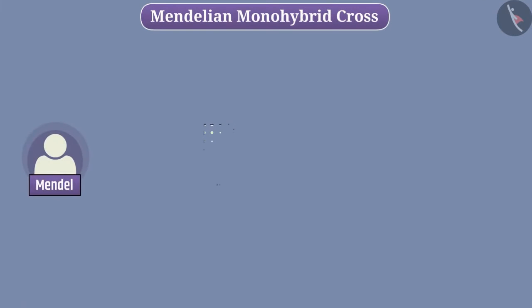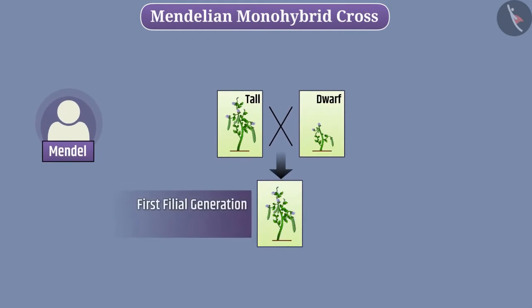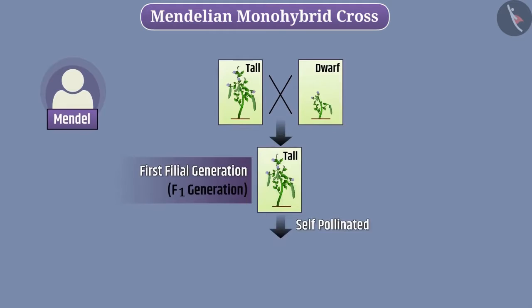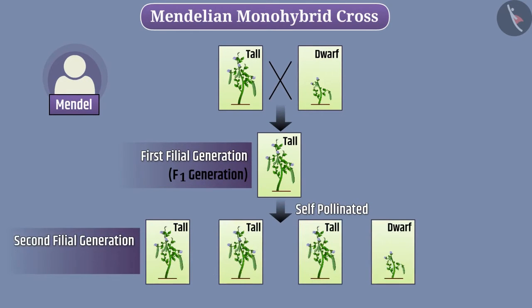Mendel hybridized a tall plant with a dwarf plant and produced the F1 generation. In the F1 generation, all the plants are tall. Then Mendel self-pollinated the F1 generation plants and grew the second generation, that is, the F2 generation plants. All the plants in the F1 generation were tall, but in the F2 generation, the ratio of tall plants to dwarf plants was 3:1.